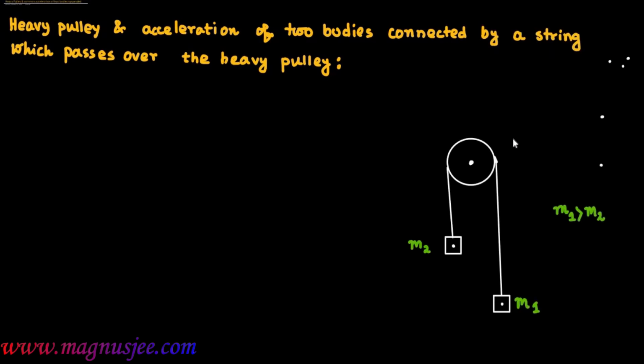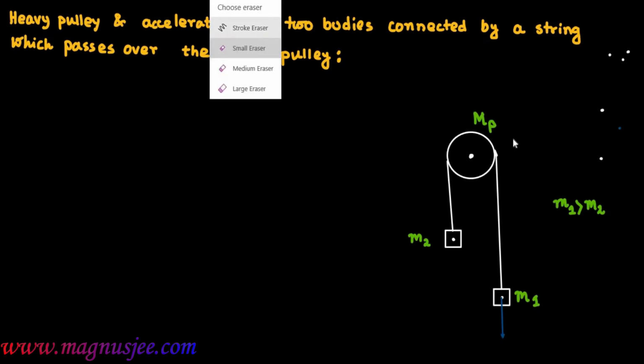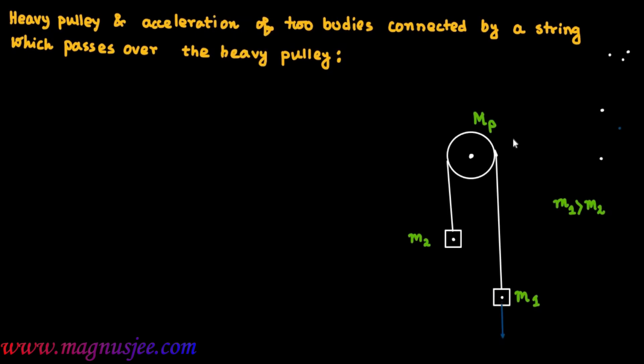So in this case, two bodies having masses m1 and m2 are connected by a string, and that string passes over a heavy pulley of mass mp, and here m1 is greater than m2. The weight of the body of mass m1, that is m1g, acts vertically downwards, and T1 is the tension acting in the string to which the body of mass m1 is connected.